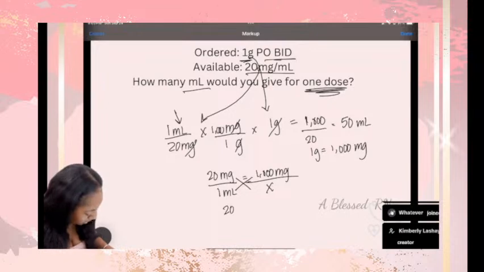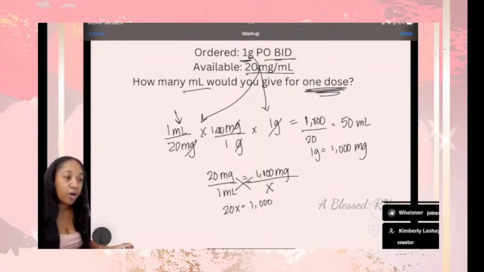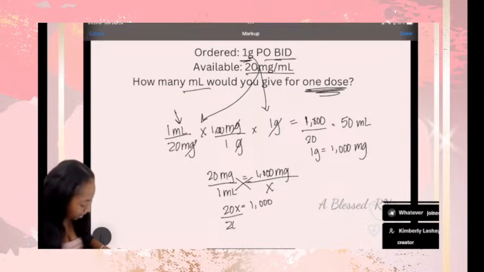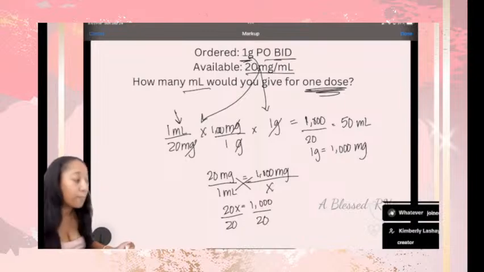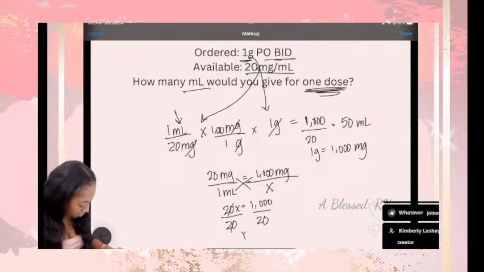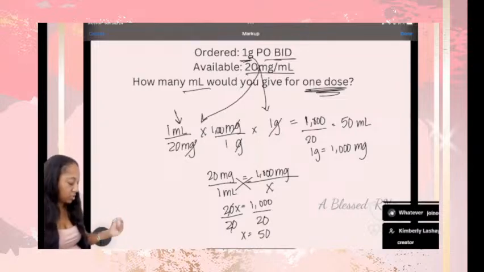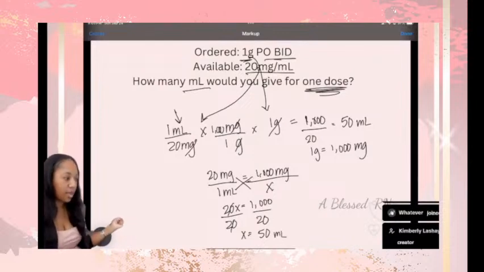So we are going to cross multiply, and when you cross multiply, you get 20x is equal to 1,000. Now we want to isolate x. So we have to divide by 20 on both sides. Okay? So that's going to cross out, and you have your x, and then 1,000 divided by 20 is going to be 50 mLs. So boom, there you go, Tony.